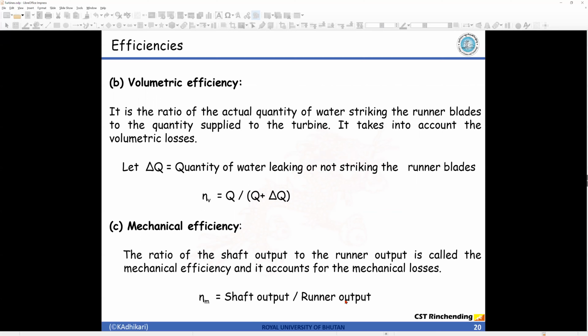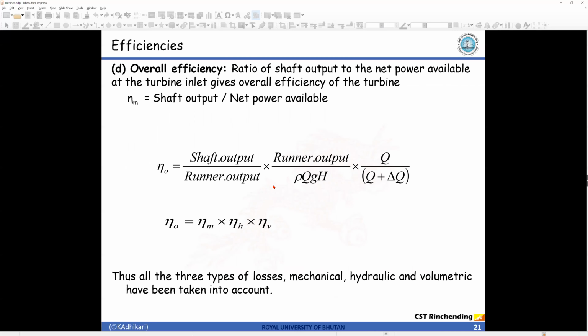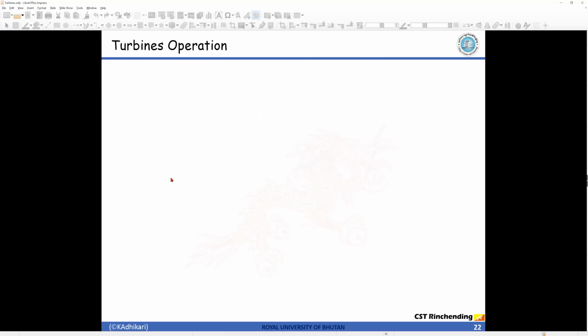The runner is the Pelton wheel, or the movable part which interacts with the water. The shaft is what the runner makes run, and these two are coupled with other machines, bearings and so many other things. Whenever it runs, there are obviously frictional losses and other losses. And the overall efficiency is the mechanical efficiency times hydraulic efficiency times volumetric efficiency. If you multiply all of them, you get the overall efficiency.